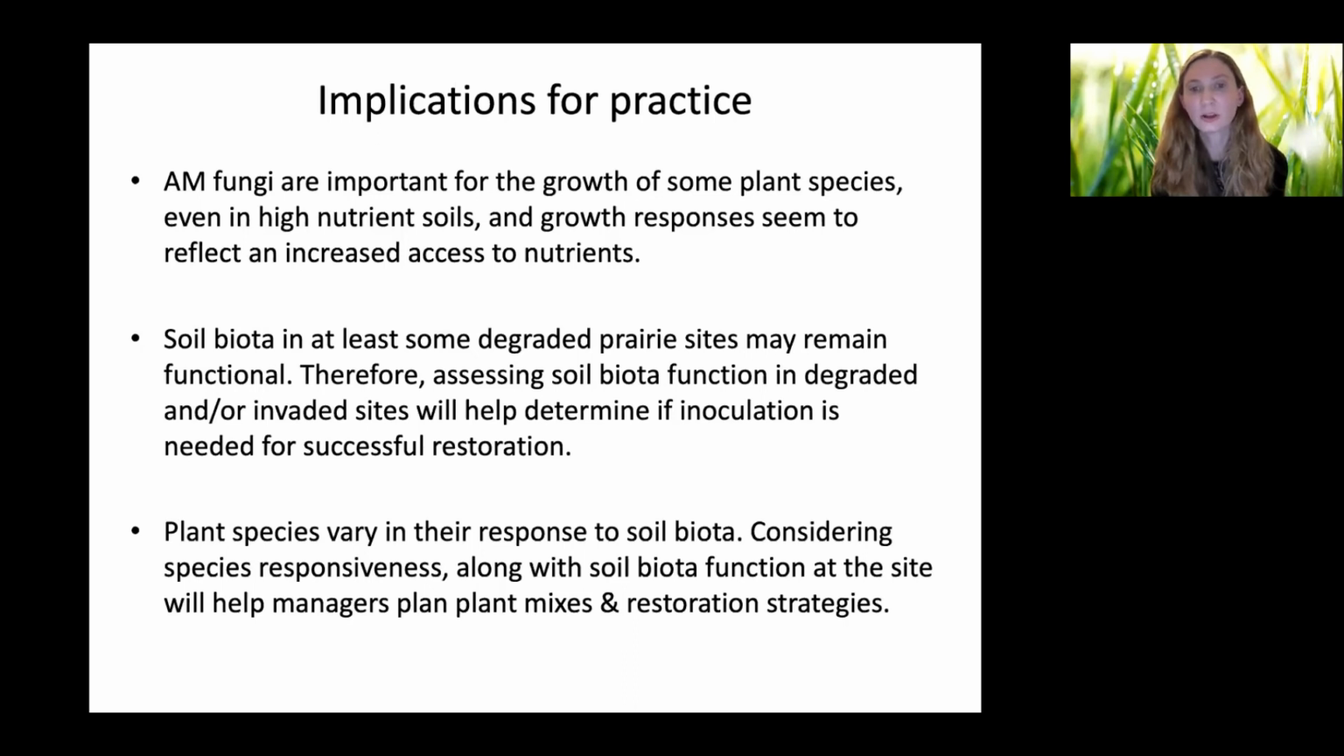And so there might not be a need to use it in a particular situation, whereas in another situation, they could be really beneficial. We also showed that plant species vary in their response to soil biota. So considering these different factors, plant species responsiveness and soil biota function, we really hope can help managers plan plant mixes and restoration strategies if people do use inoculations so that they can use them most efficiently.